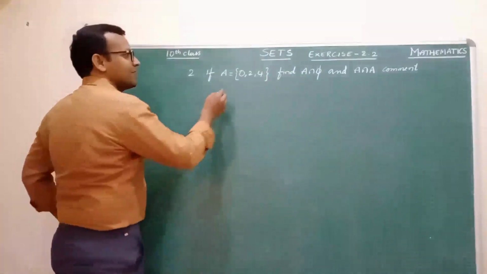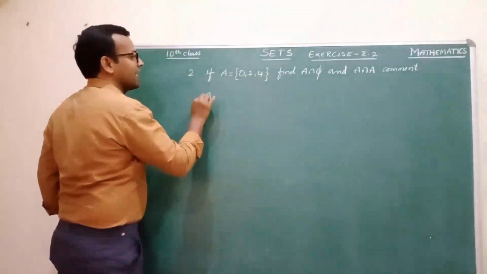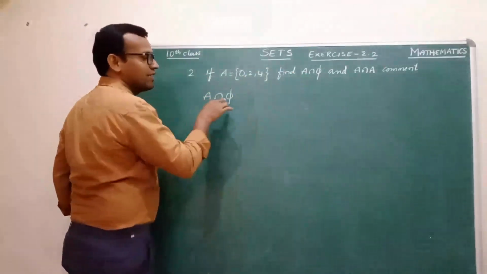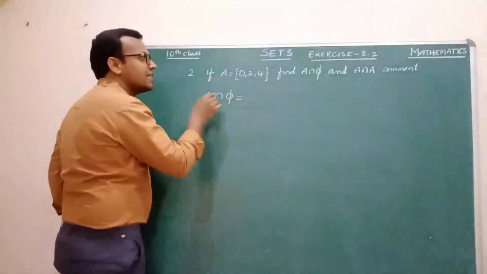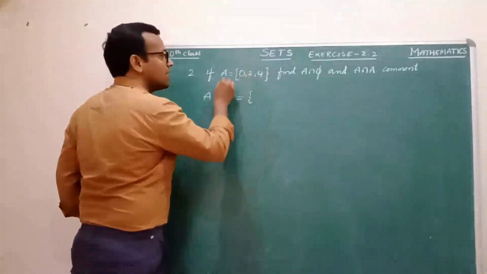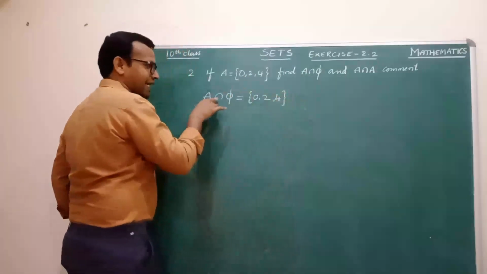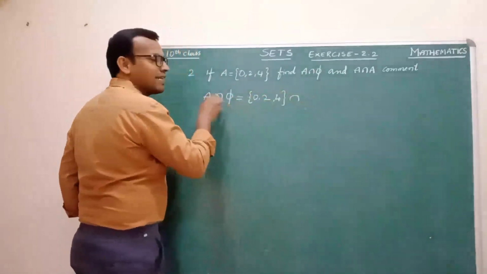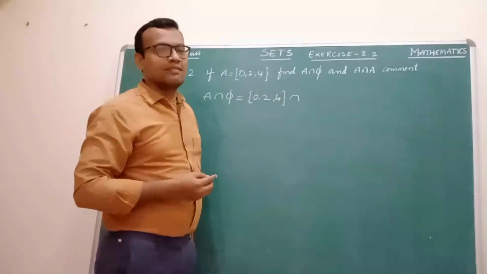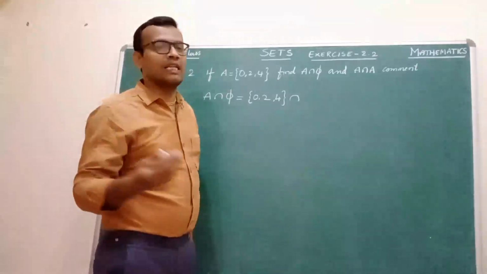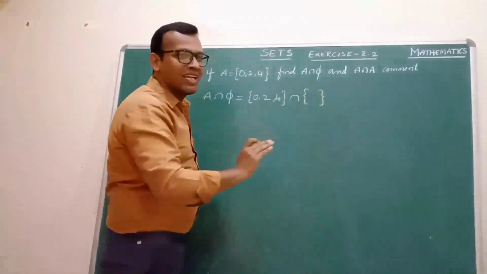Now let's see here. First we'll start with A intersection phi. A intersection phi means null set. Let me write A first. Set of, what are there in A? 0, 2 and 4. Intersection phi. Phi is the null set or an empty set. So that means a set with no elements. So let me write an empty set here with no elements in it.